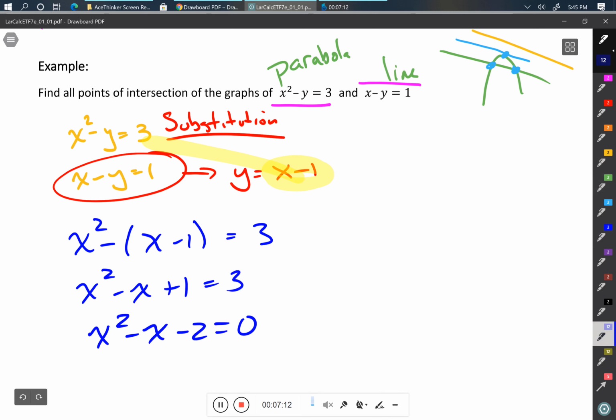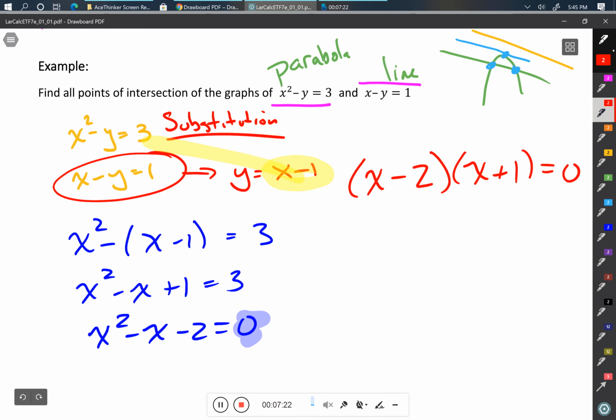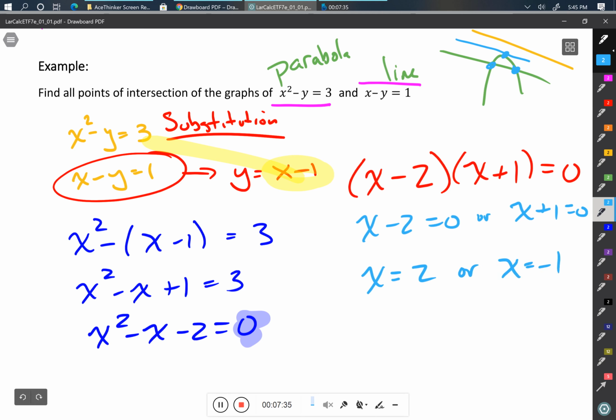Notice that I'm setting this equal to 0, so I can use the zero product principle again. That gives me x minus 2 times x plus 1 is equal to 0. By the zero product principle, x minus 2 is equal to 0, or x plus 1 is equal to 0, which means x is equal to 2, or x is equal to negative 1.